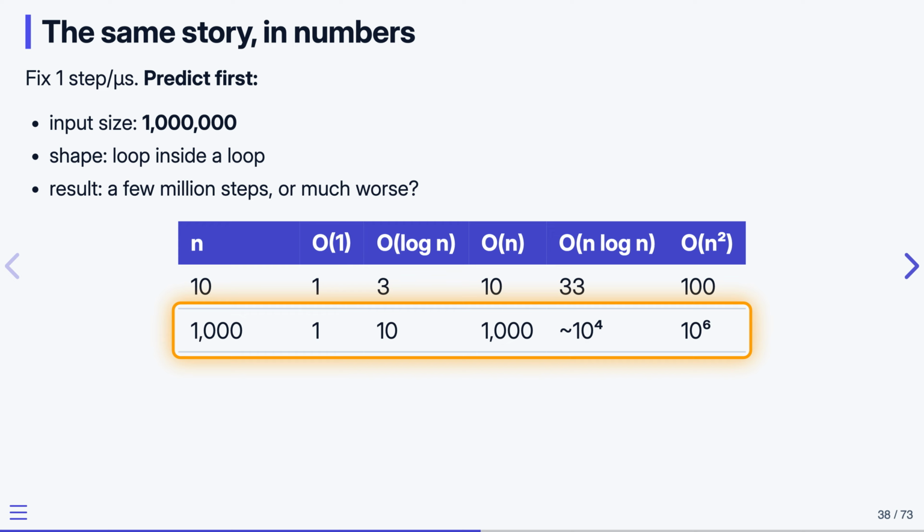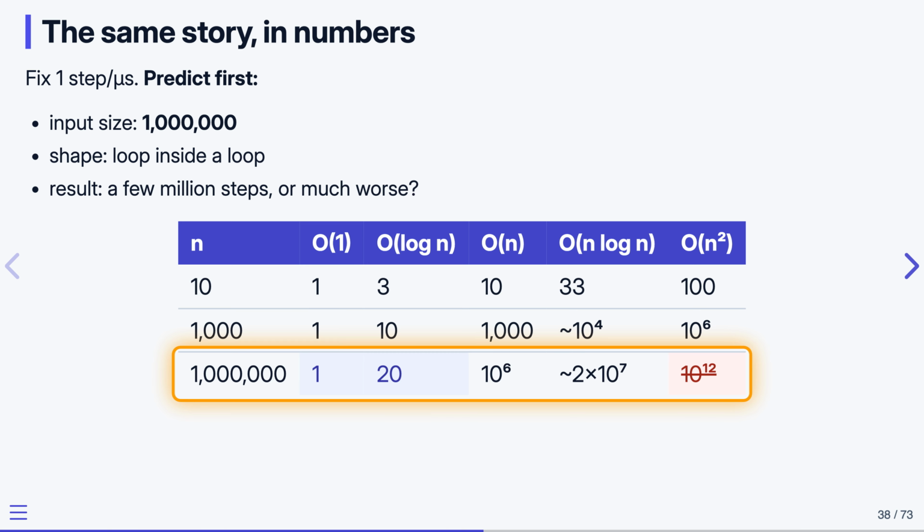Now n is 1000. Big O of 1 is still 1 step. Big O of log n is only 10. Big O of n is 1000. But big O of n squared has jumped to 1 million. The gap is opening fast.